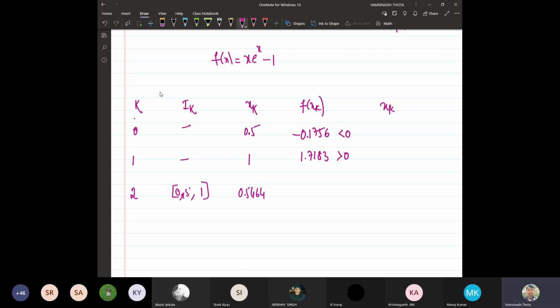And of course, the last column will be there to find the error, x_k minus x_{k-1}. So x2 minus x1 will be what? 0.4536. Now, can you give me what is f at x2?